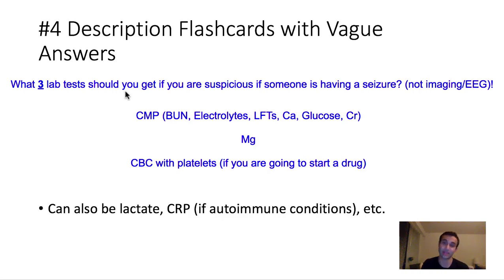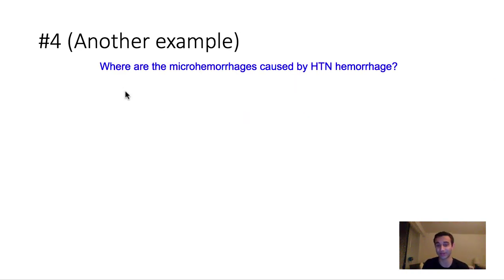And my last mistake that I see students make, oh, here's another example. Here, where are the microhemorrhages caused by hypertension hemorrhage? What I'm asking is, sometimes you will have hemorrhages that occur in the brain. They can result from hypertension. But where are they? What does that mean? This is such a vague question that this is a horrible flashcard.